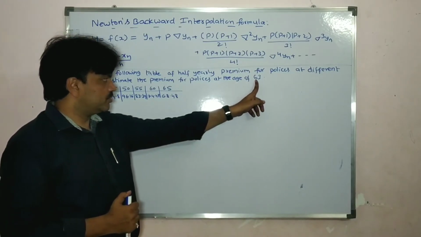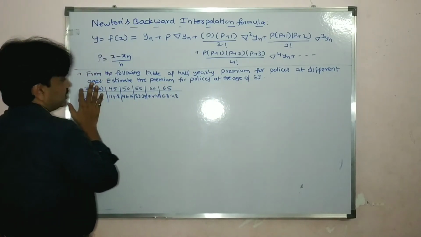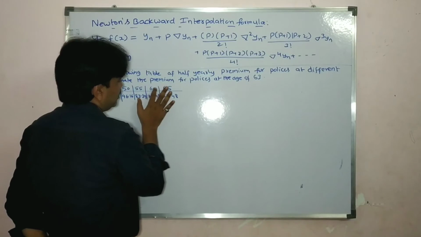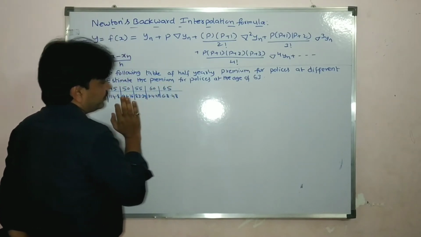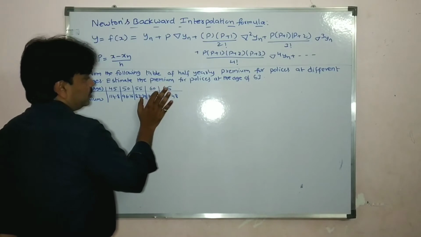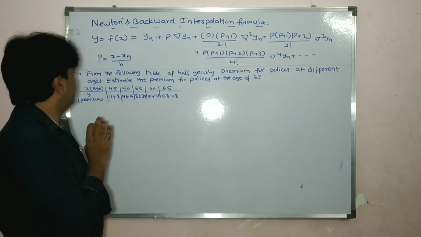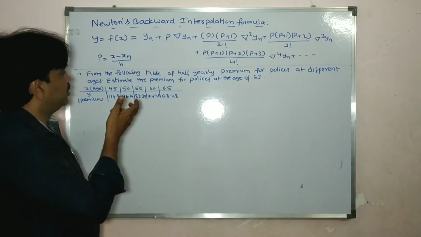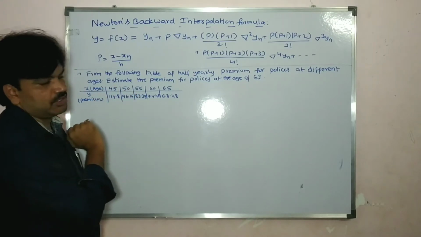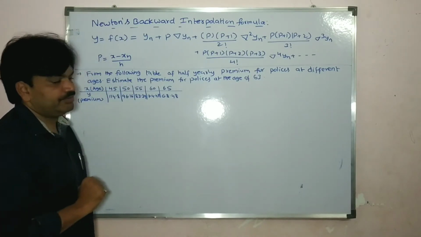See, here is 63. Now, I observe x, the age, here. Where is 63? 63 lies between 60 and 65. So the value lies between 60 and 65. The problem doesn't mention whether to use Newton's forward or backward.